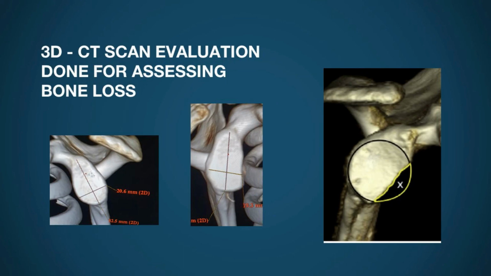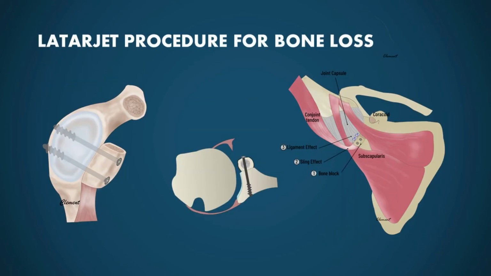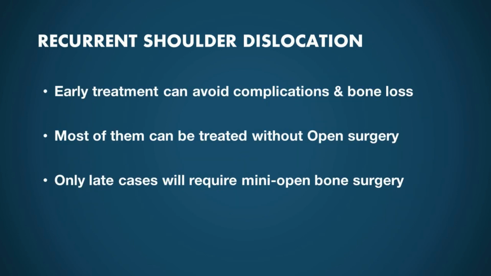When there is a significant critical bone loss, soft tissue repair alone will not be enough. These patients will require a mini-open procedure called the Latarjet procedure, which builds up the bone and gives additional support to the soft tissue. Shoulder dislocation can be managed predictably, especially if one presents early. Critical assessment of bone loss is mandatory in each and every case. Patients with bone loss have to be managed by augmenting the bone.